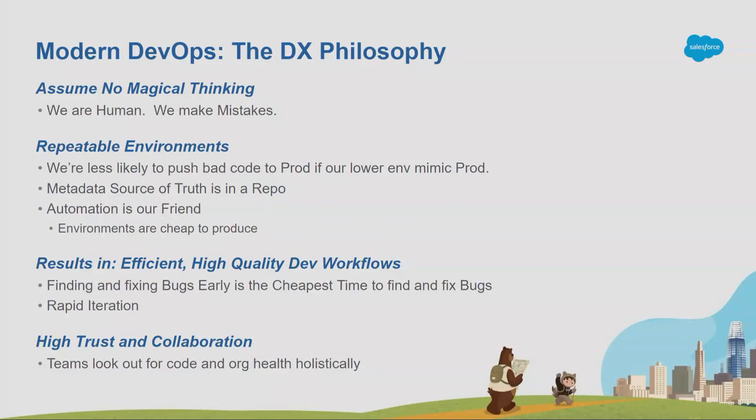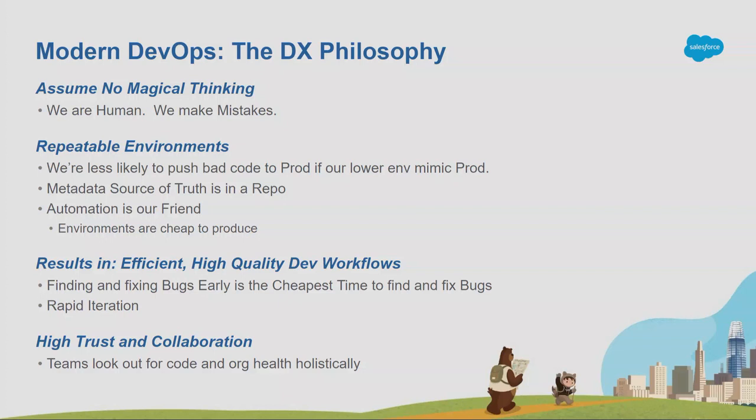All right, so let's just dig into what does DevOps mean. To me, the most critical aspect of this is we just assume no magical thinking. Everybody here in this room, you work really hard. You're really intelligent. I hope I am too. I still make mistakes. So let's set up a process that gives us good guardrails so we're not at risk.